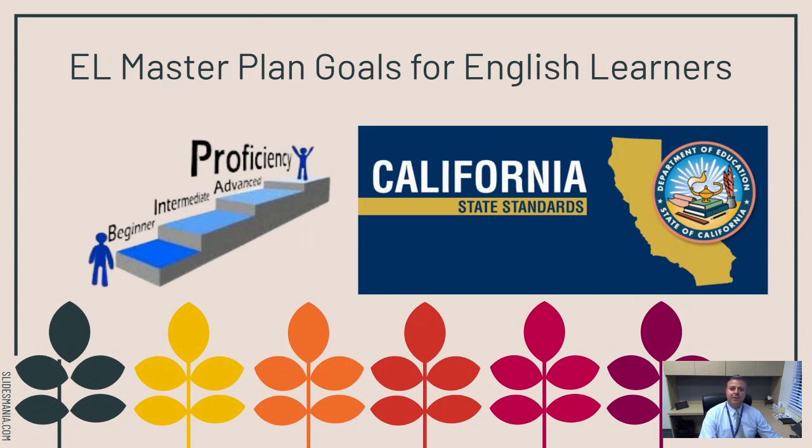And within that plan, it specifically spells out all of the ways that we, number one, assess and identify, number two, support, and number three, provide monitoring for those students so that we can ensure that they're meeting the two goals of acquiring full proficiency and meeting state standards.